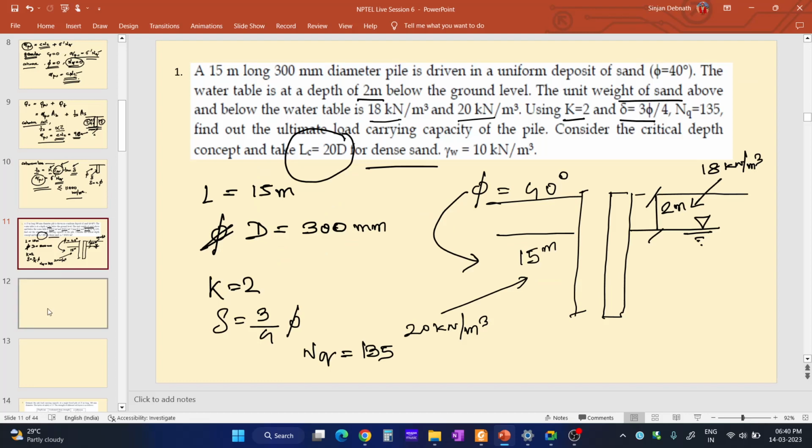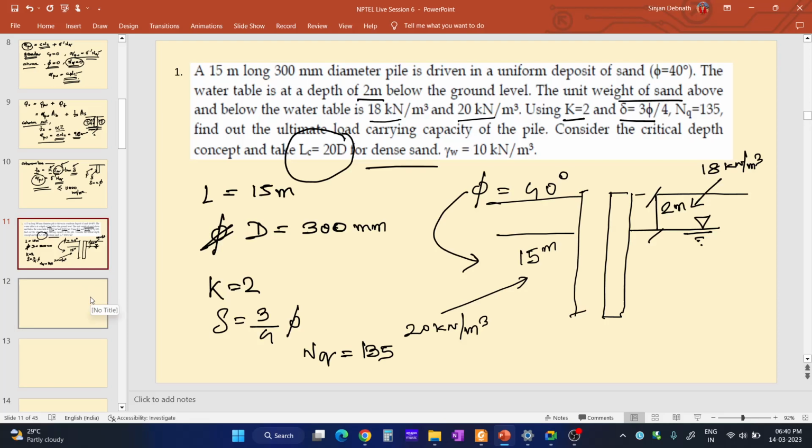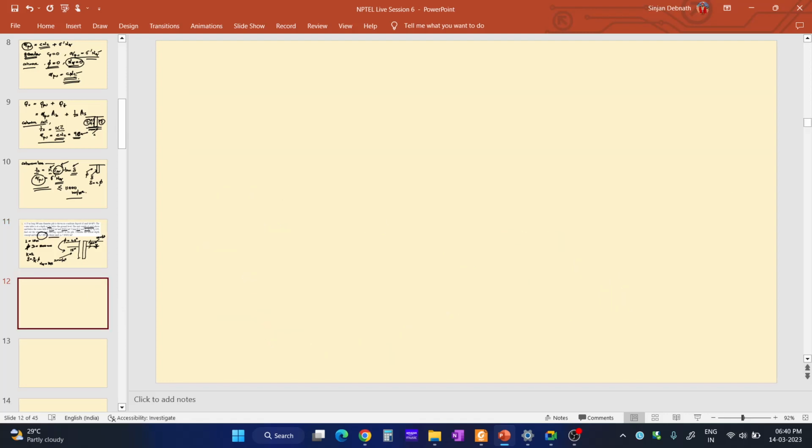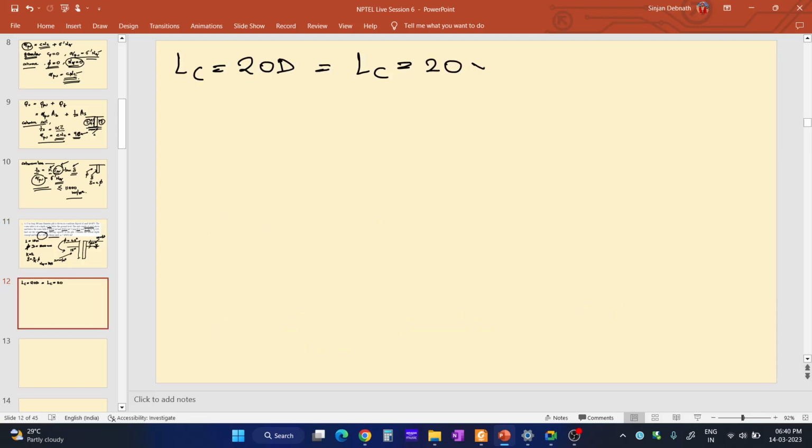So let me draw it once. So let me just find out the overburden pressure along the depth. So first of all, let me find out the critical depth. What is critical depth? It is 20D. So critical depth is equal to 20D, which means what is the diameter of the pile? Diameter is 300 millimeter, that is 0.3 meter, so 20 into 0.3 is equal to 6 meter.